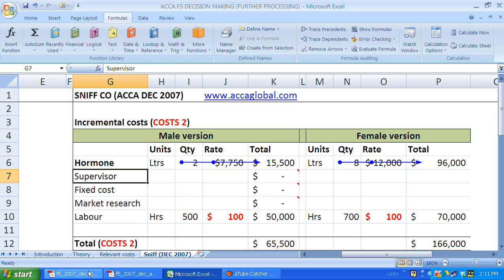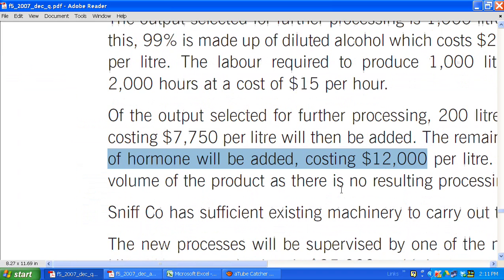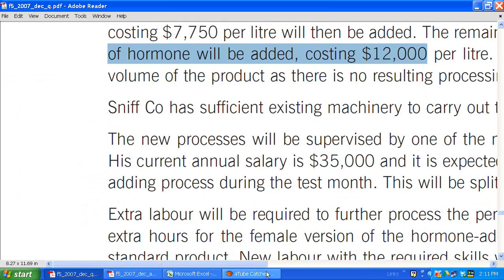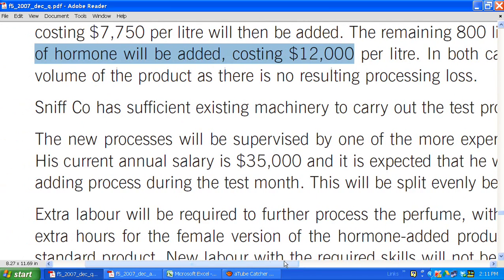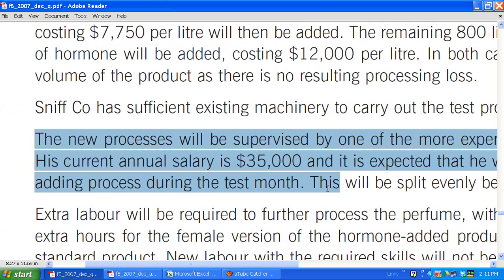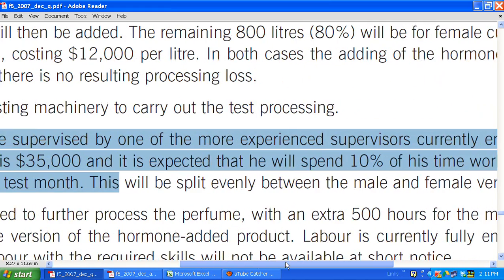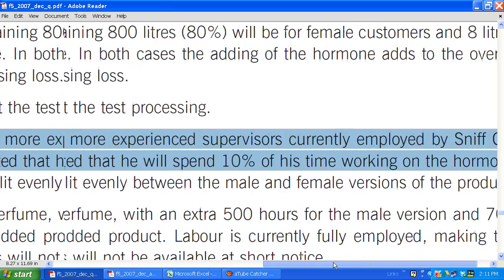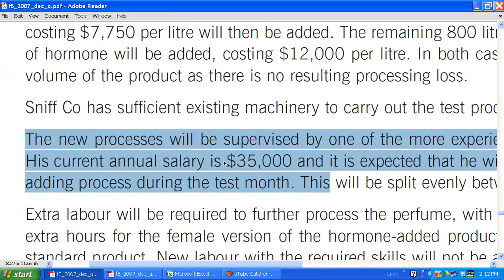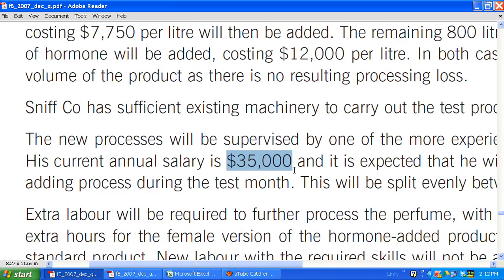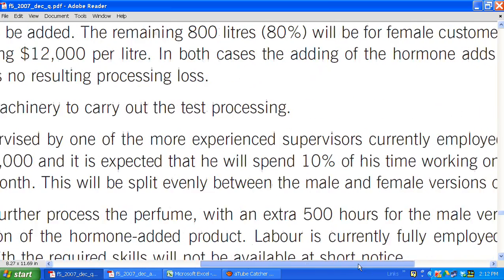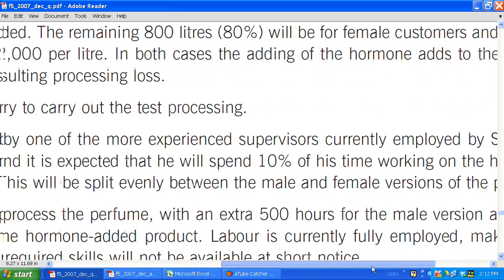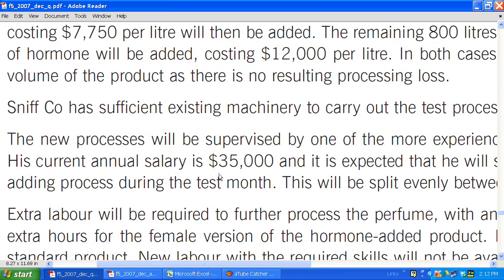How about the supervisor costs? Okay, let's look. Can you figure out this paragraph? The new process will be supervised by one of the more experienced supervisors currently employed by Sniff Co. His current annual salary is 35,000, and it's expected that he will spend 10% of his working time on adding.